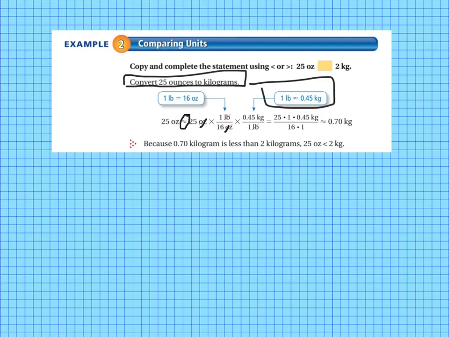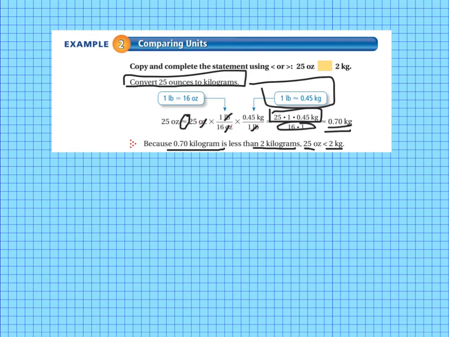And then we're multiplying that by, because we can't go directly from ounces to kilograms. We have to take a couple of steps here. We are converting it to pounds, and then we convert the pounds to kilograms. So 1 pound, and we cross out the pounds, and then we've got 0.45 kilograms. So if we follow that math, we end up with this. 25 times 1, times 0.45 kilograms, divided by 16 over 1, and that equals 0.7 kilograms. Because 0.7 kilograms is less than 2 kilograms, 25 ounces is less than 2 kilograms.